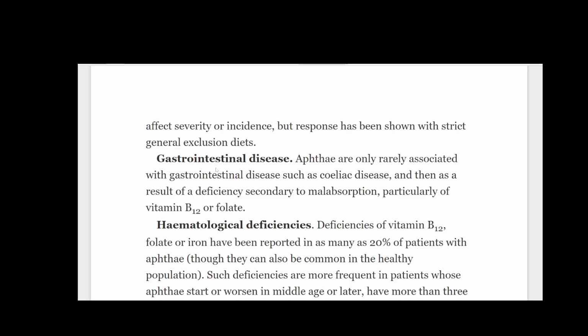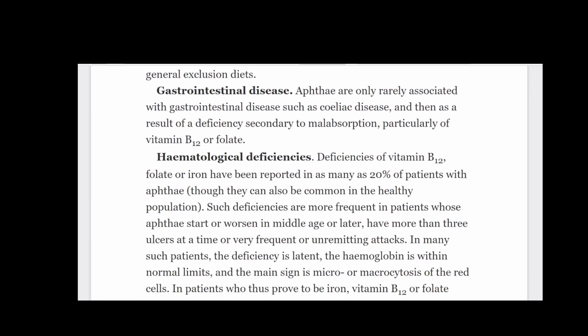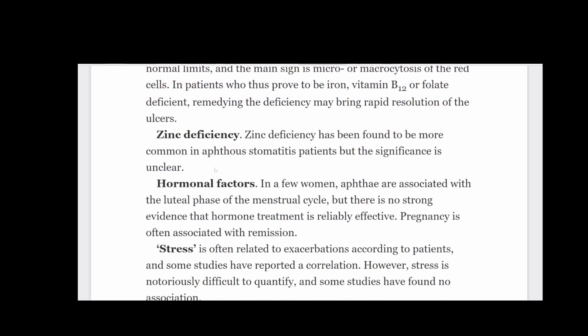Zinc deficiency. Zinc deficiency has been found to be more common in aphthous stomatitis patients, but the significance is unclear. Hormonal factors. In a few women, aphthae are associated with the luteal phase of the menstrual cycle, but there is no strong evidence that hormone treatment is reliably effective. Pregnancy is often associated with remission. Stress is often related to exacerbations according to patients, and some studies have reported a correlation. However, stress is notoriously difficult to quantify, and some studies have found no association.